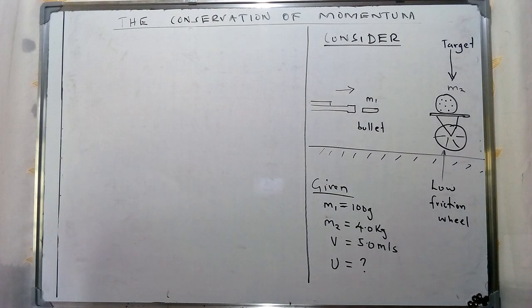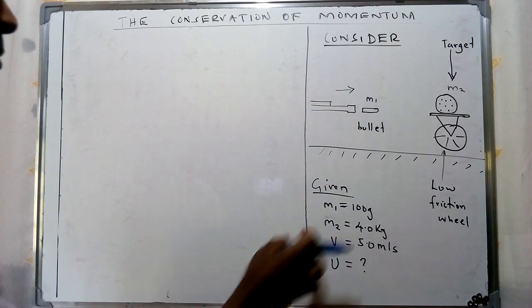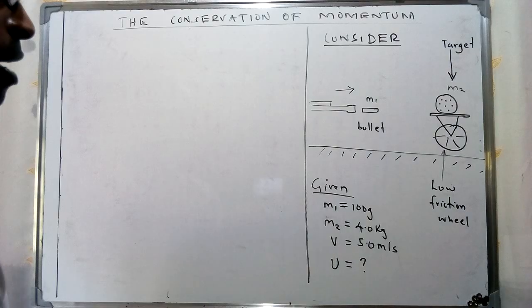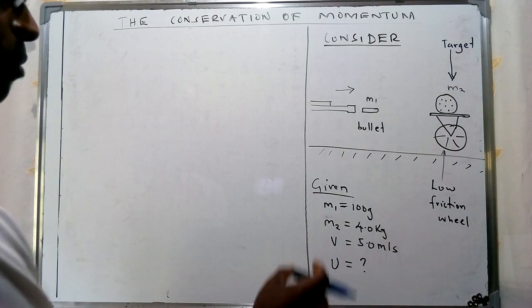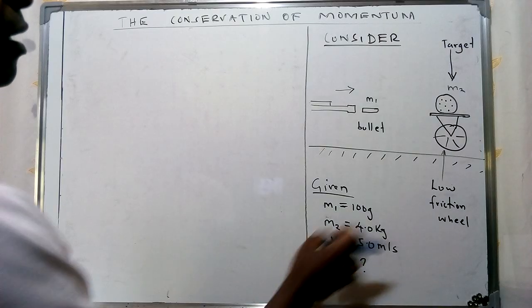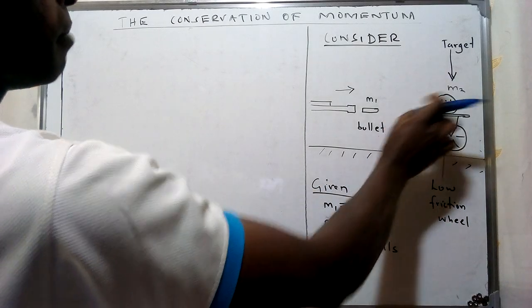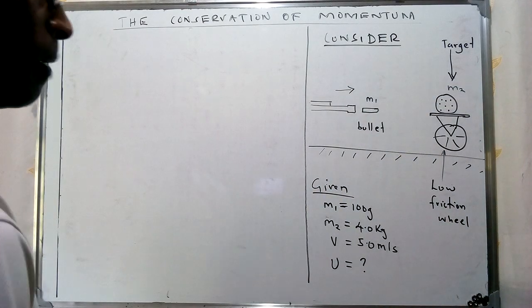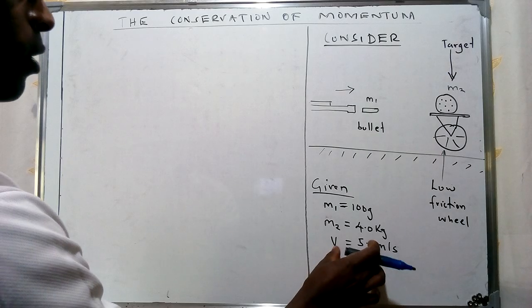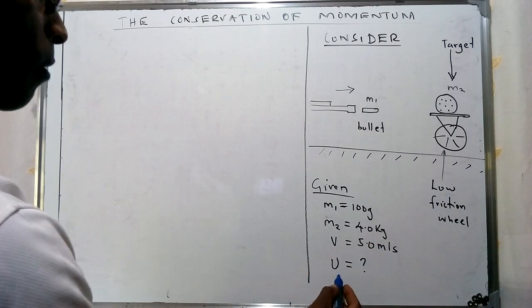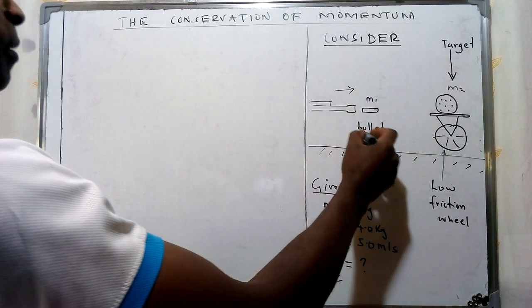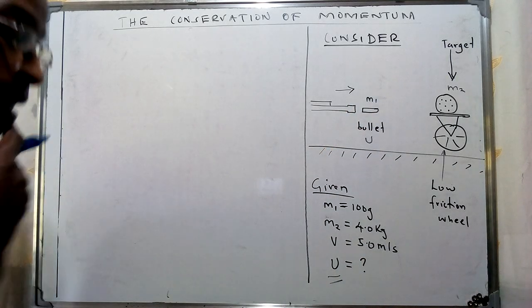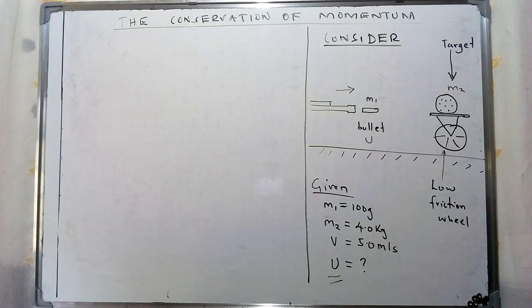And therefore, consider the evaluation of that with the impact it has with this specific target. We have been given this information: the mass of the bullet is m1, and the mass of the target is 4 kilograms, given as m2. The bullet is going to be embedded in the target, and they are going to move together at a velocity of 5 meters per second. And we are required to find the initial velocity, which is the velocity of this bullet which has been fired.